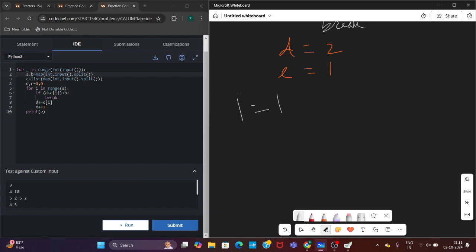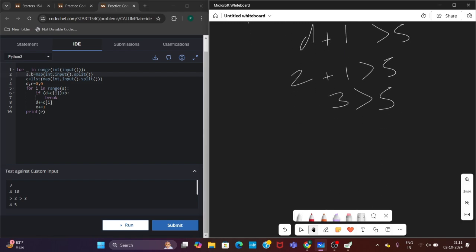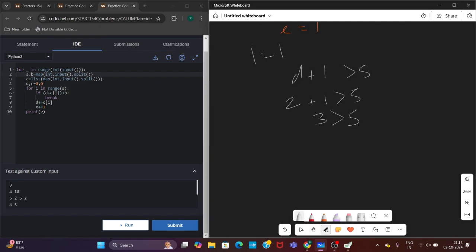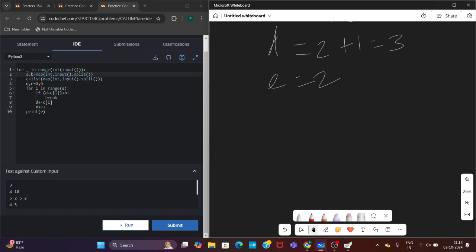I equals 1 here. We will check whether D plus 1 is greater than 5. Here D is 2, so 2 plus 1 is 3. We check if 3 is greater than 5, and it is not. So our D will now be 2 plus 1, which is 3, and E will be 2, meaning Sushil has eaten 2 sweets.